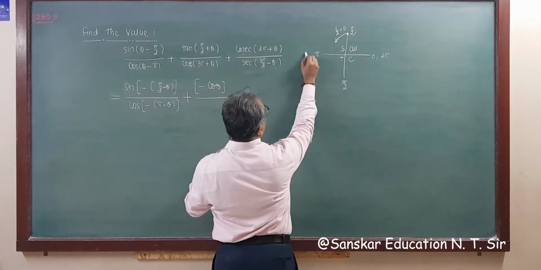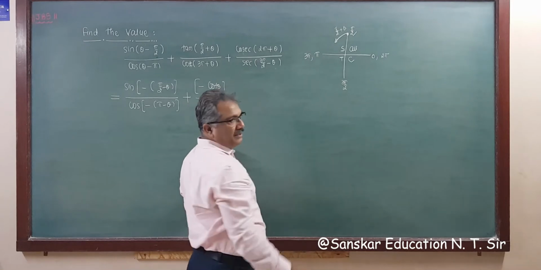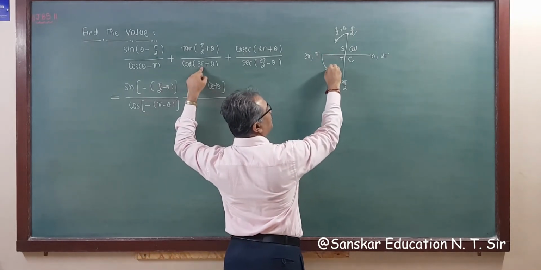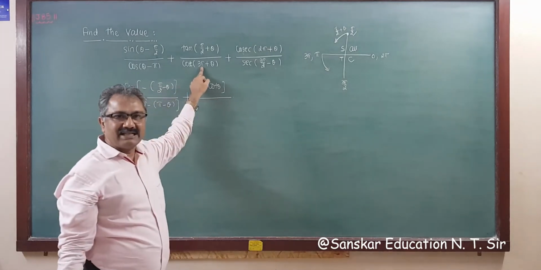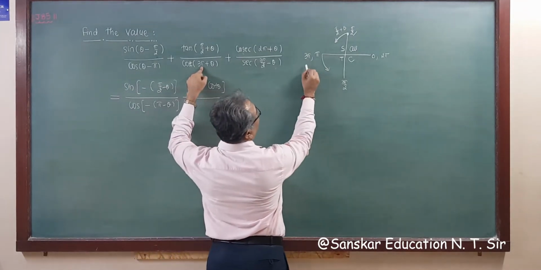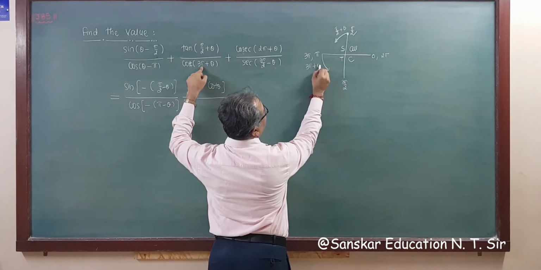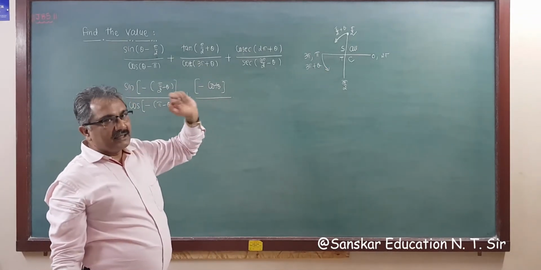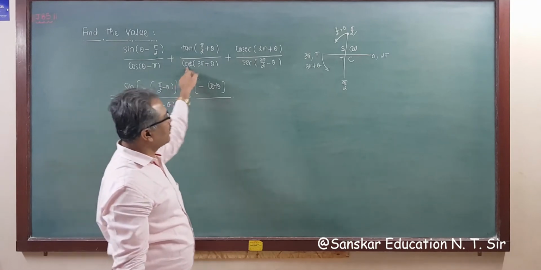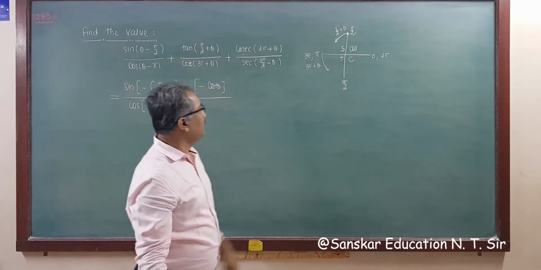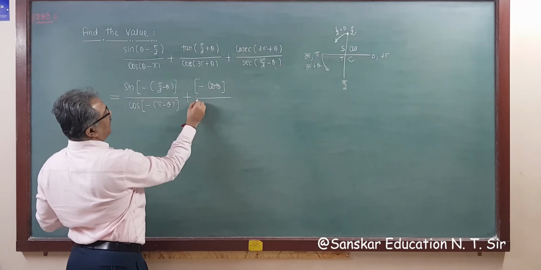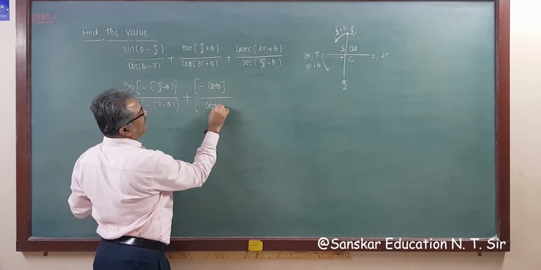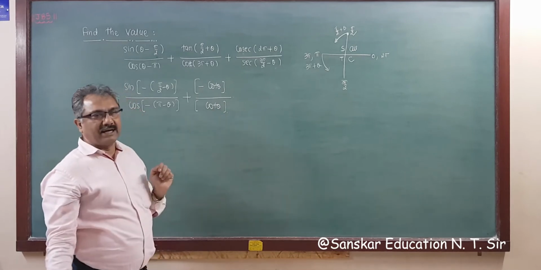So 3 pi will be here. Now 3 pi plus means again we have to move in the anti-clockwise direction, that is, in the third quadrant. So 3 pi plus theta is in the third quadrant. In the third quadrant, tan and cot are positive. So this is positive, and no change, so the answer is cot theta.